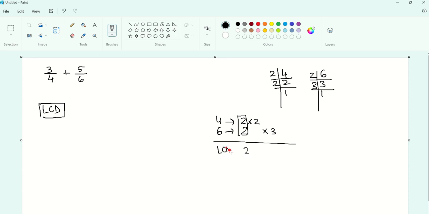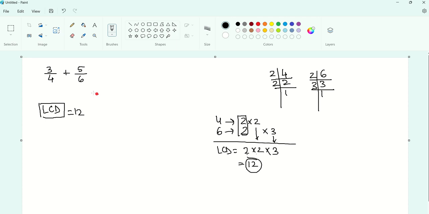Now first we are calculating LCD is equal to 2. This is one time, so write here. This is one time, so write here. So what is the LCD? 2 times 2 is 4, times 3 is 12. So the LCD is 12. What is the LCD? LCD is 12.